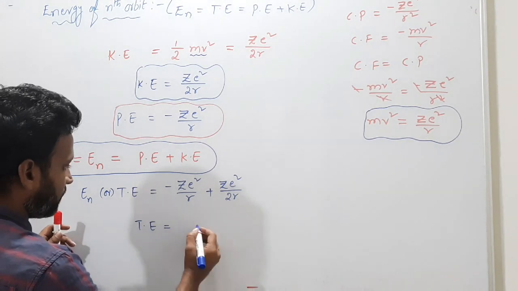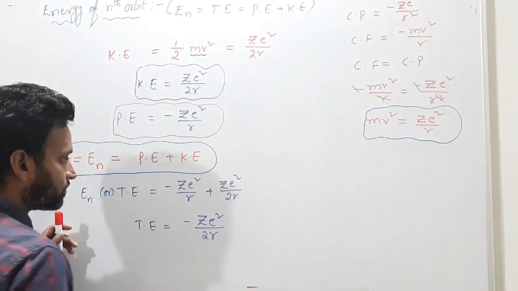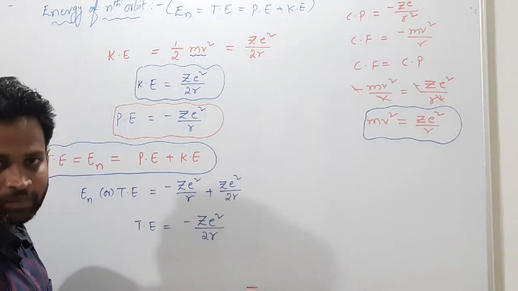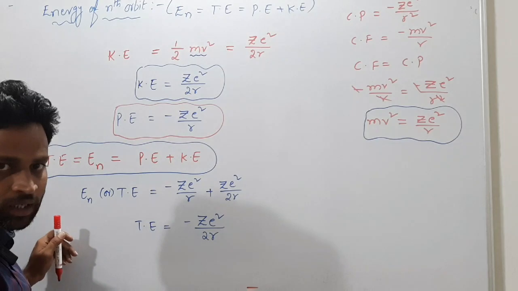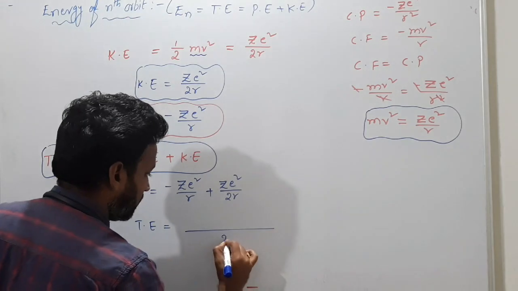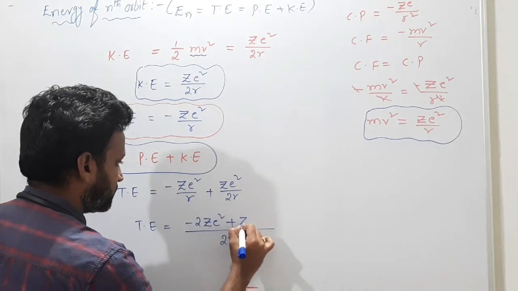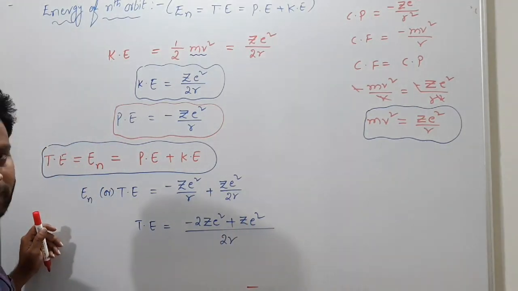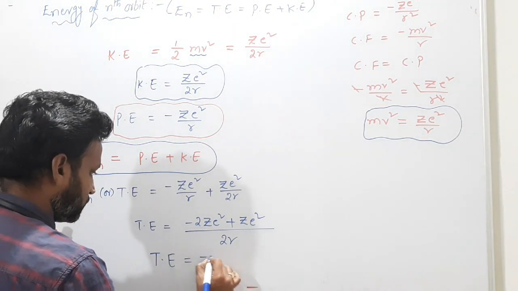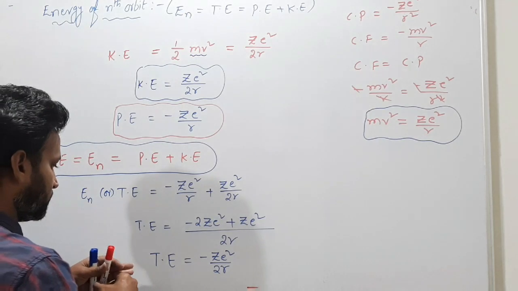So what will be the total energy? If you simplify this, minus Ze square by 2r remains. 2r is the LCM, and minus 2Ze square plus Ze square. If you want one more step, I'll write it. 2r is the LCM. So 2r, and here minus 2Ze square plus Ze square. Can I write it like this? Okay. Now what will be the total energy? Therefore the total energy is equal to minus Ze square by 2r. This is the total energy.